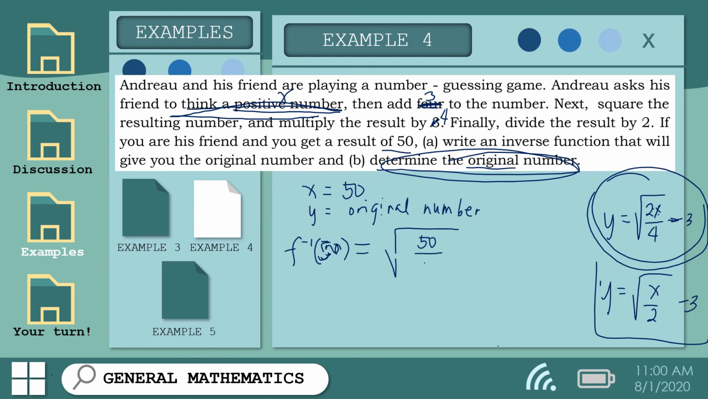Ayan. And 50 divided by 2 is equal to 25. And square root of 25 is equal to 5, then minus 3. And 5 minus 3 po is 2. So, 2 na po yung ating original number. That will give us 50 as the resulting number. Ayan.